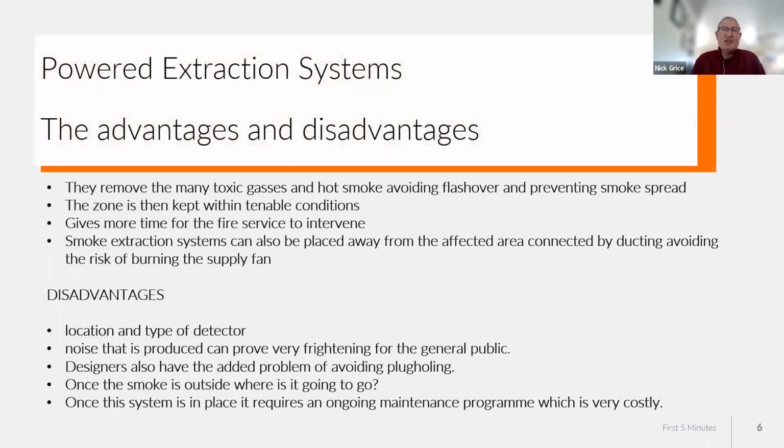So powered extraction systems then. There's many advantages and disadvantages to these, but they remove the hot toxic gases, avoiding flashover and preventing the smoke spreading. Remember we said smoke was one of the biggest killers in a fire. It kills about 80 to 85% of people, and nowadays there's a lot of toxic gases there. They try and keep the zone in tenable conditions.